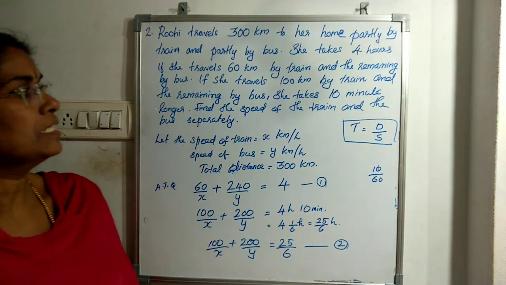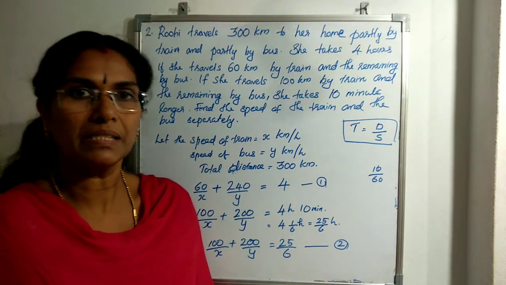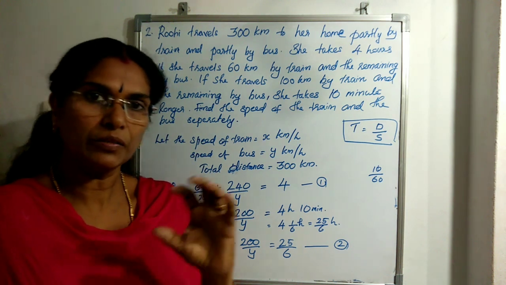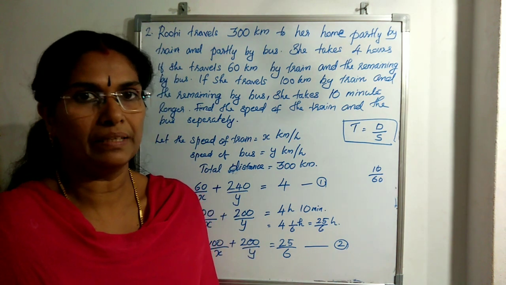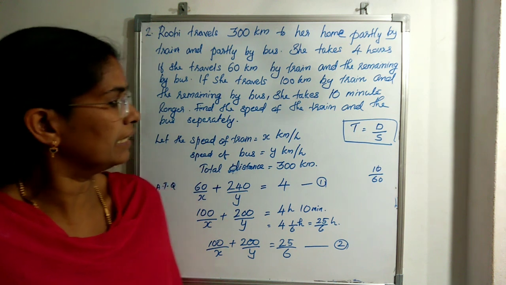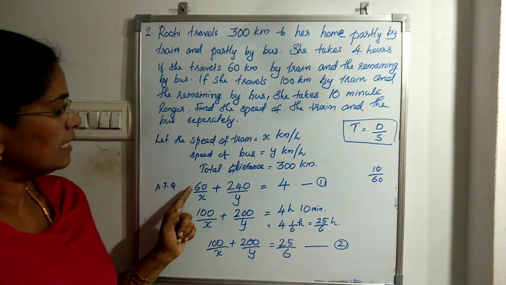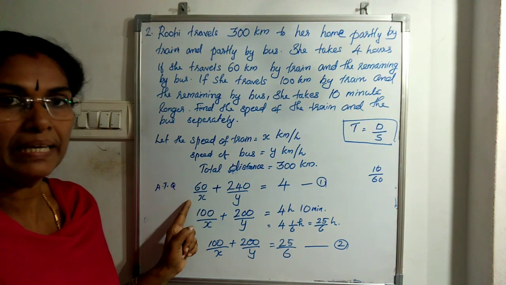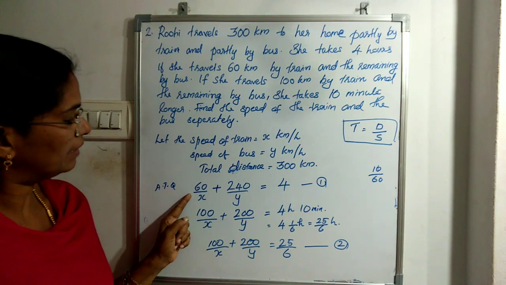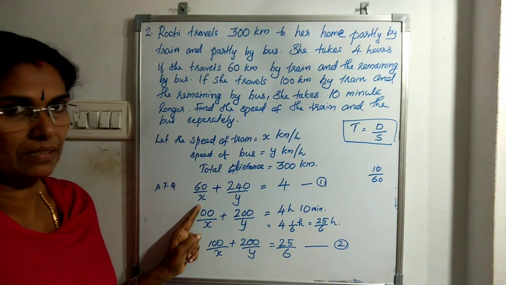Here we have to find the speed of the train and the speed of the bus separately. She has to travel 300 kilometers. Total distance is 300 kilometers. The first 60 kilometers she traveled by train. So, the time taken in train is 60 by x.